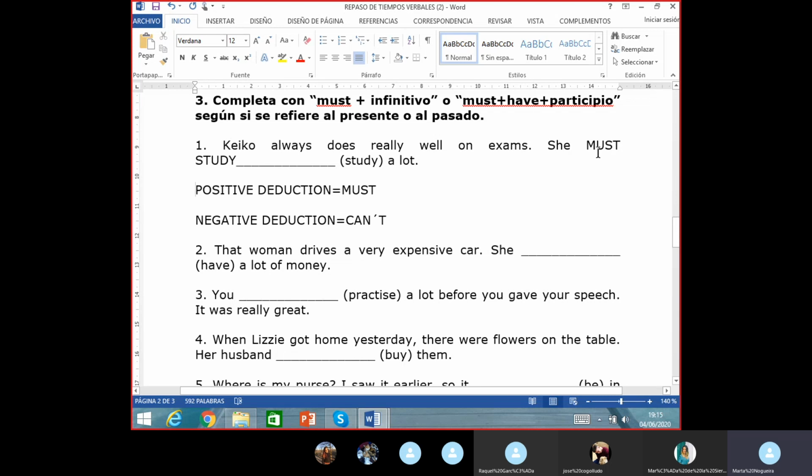For example, she must study a lot if she always does really well on exams. But for example, a negative deduction would be he can't be at home because I saw him in the supermarket. So he can't be at home. It is negative, so can't. This is, for example, the difference. One of the main differences, only one.